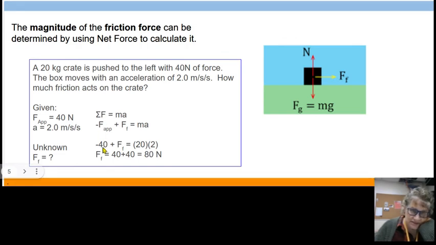Then we substitute the number for the applied force, which is 40. So we have negative 40 plus the frictional force is equal to, and then substitute the mass and the acceleration, 20 times 2. And so our frictional force becomes 40 plus 40, which is 80 newtons.